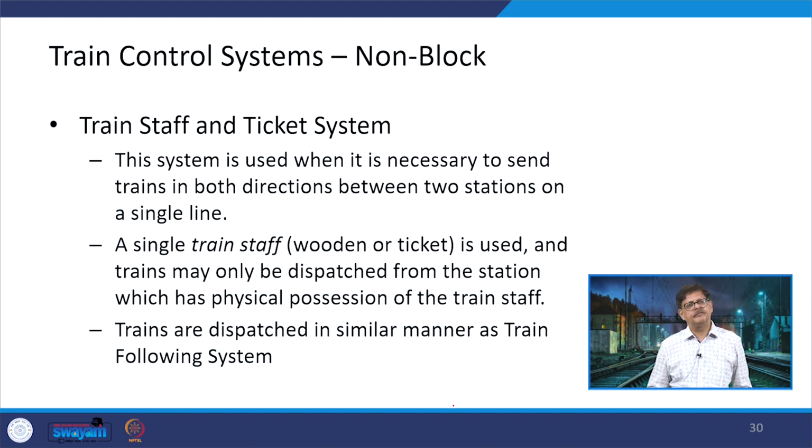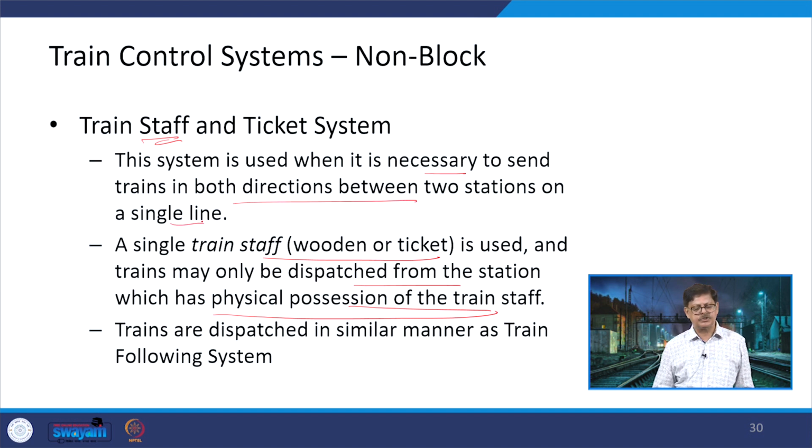Then the train staff and ticket system. Here the staff is not basically a person, it is a device which is given. This train staff is a sort of wooden staff or a ticket, and trains may only be dispatched from the station which has physical possession of this train staff. This system is used when it is necessary to send trains in both directions between two stations on a single line. The trains are dispatched in a similar manner as we talked about in the case of the train following system.